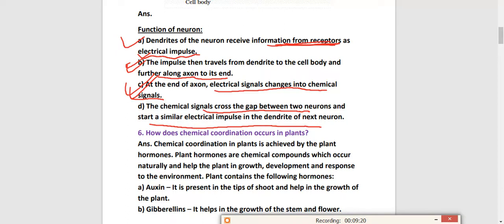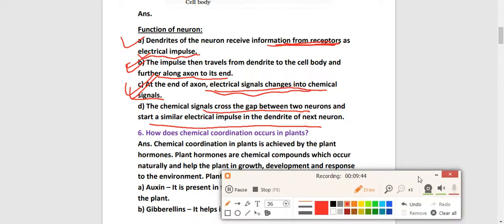First of all, the dendrites will receive the information from the receptor in the form of an electrical impulse. Then that electrical impulse will travel from the dendrite to the cell body and then to the axon. At the end of the axon, electrical signals will change into chemical signals, and the chemical signal will cross the gap between two neurons, and a similar electrical impulse will start in the dendrite of the next neuron. I hope this answer is clear to you all.